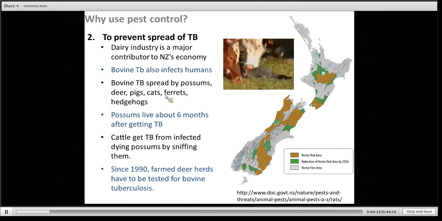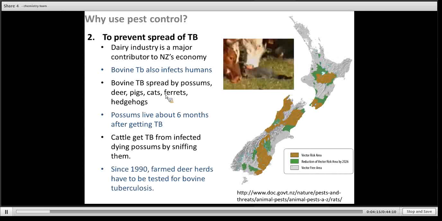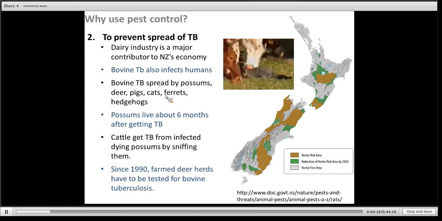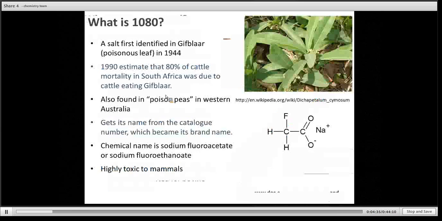And the cattle will come along, they'll be curious, they'll sniff at this dying possum, and they will then pick up the infection. Deer are another vector, and so any farmed deer now have to be tested for the bovine tuberculosis as well, so that they don't get it and pass it on. So we've looked at the reasons why New Zealand uses 1080 in terms of that we need a pest control, but why do we use 1080?